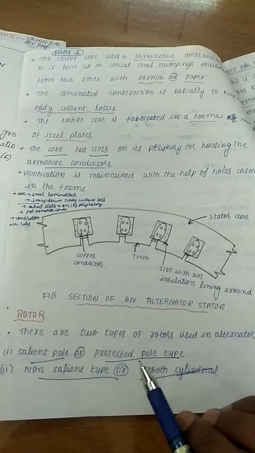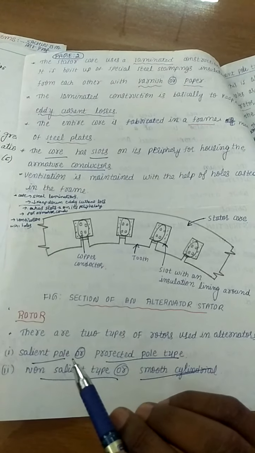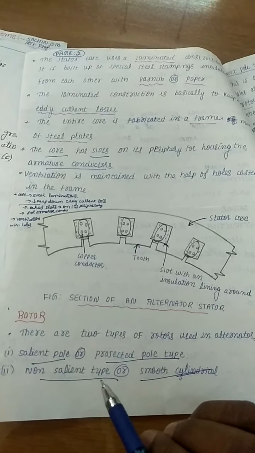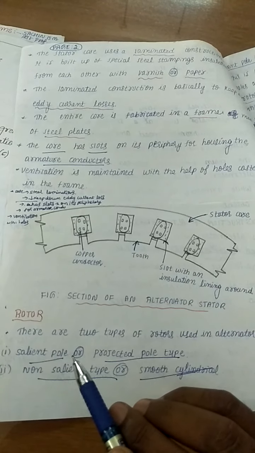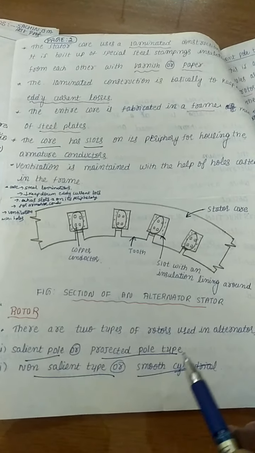Rotors are mainly classified into two types. One is the salient type rotor, another one is the non-salient type rotor. Salient type rotor is also called projected pole rotor. Non-salient type is also called smooth cylindrical rotor.